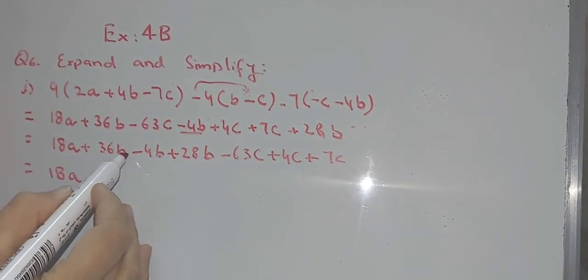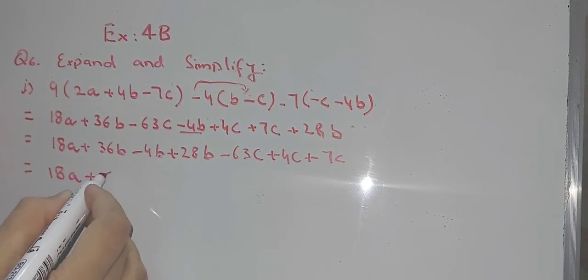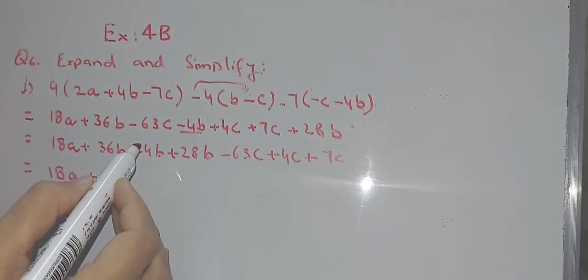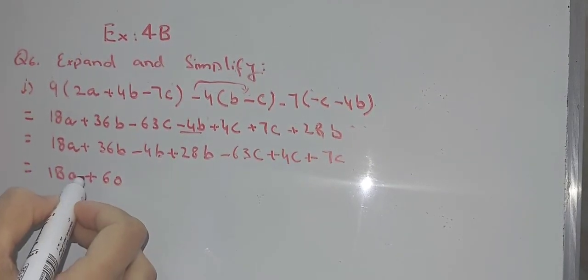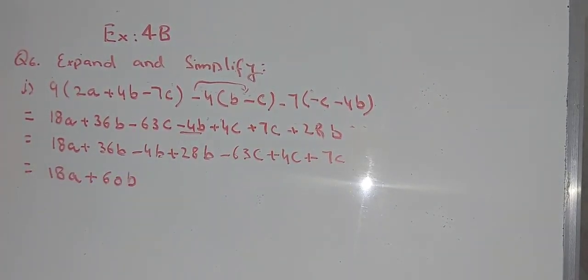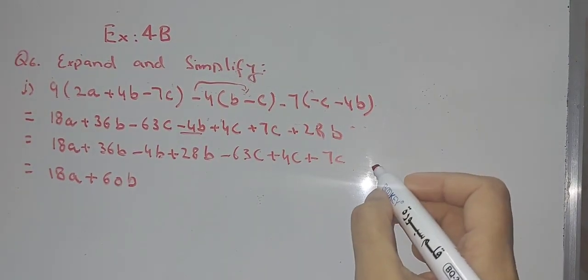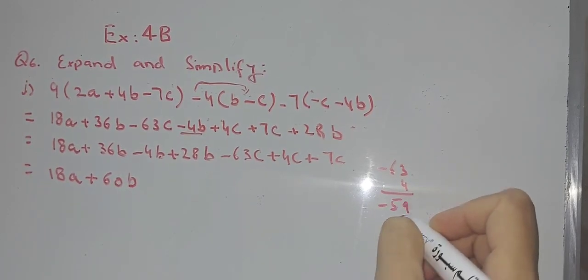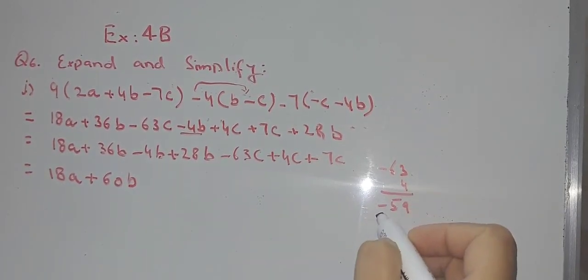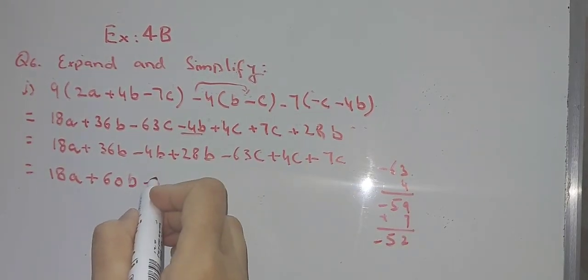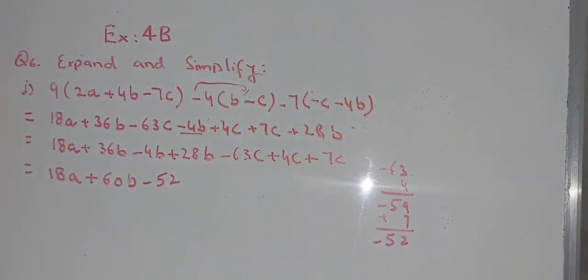18a will come as it is. When we solve this one, we will get plus 60b. 36 minus 4 is 32. 32 plus 28 will become 60b. Then minus 63 and then plus 4. Minus 63 plus 4 will become what? It will become minus 59, because the bigger number carries the minus sign. Now plus 7, plus minus minus, 59 minus 7 gives 52, so minus 52c. So this is the solution for part I.